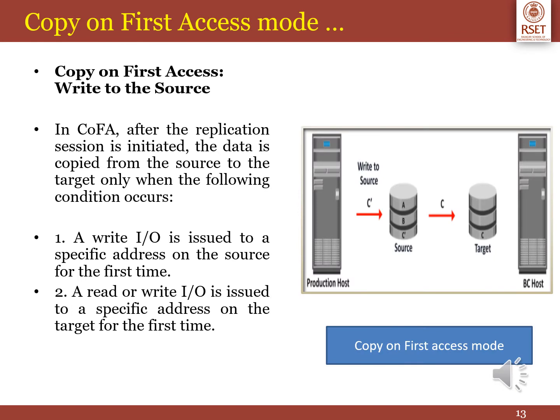In this session, we discuss copy on first access mode. After the replication session is initiated, the data is copied from the source to the target when the following conditions occur. First one, a write operation is issued to a specific address on the source for the first time. Second one, a read or write operation is issued to a specific address on the target for the first time.